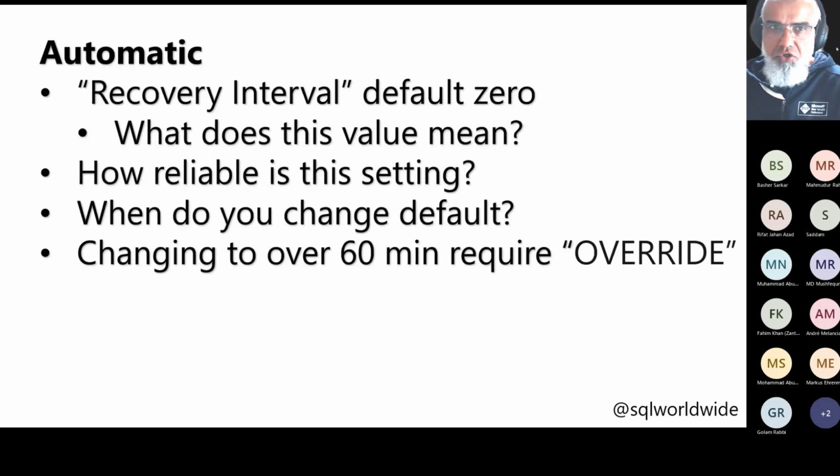Okay, so the first one is automatic recovery, and this setting is controlled by a setting called recovery interval, and the default is 0. So if you go in a server and look at the recovery interval, by default, you'll see it is 0. So what does that mean when I say the recovery interval default value is 0? What is this telling us, right? What does that mean for us?